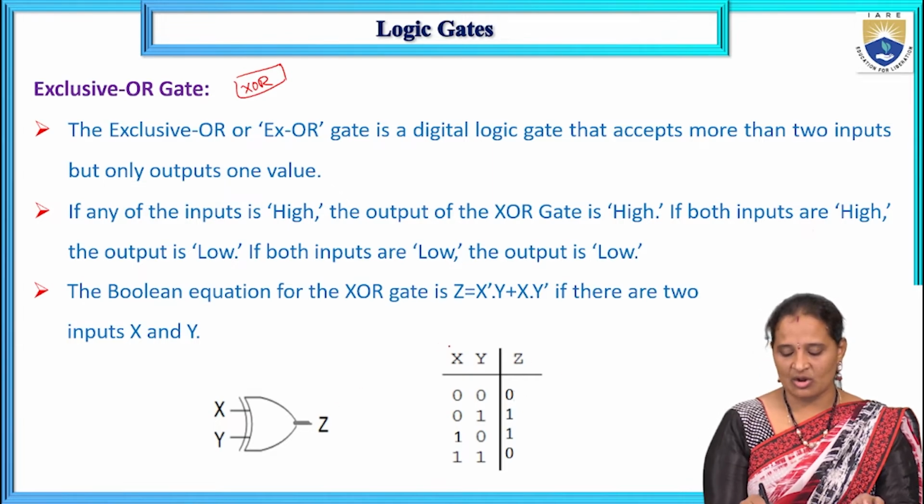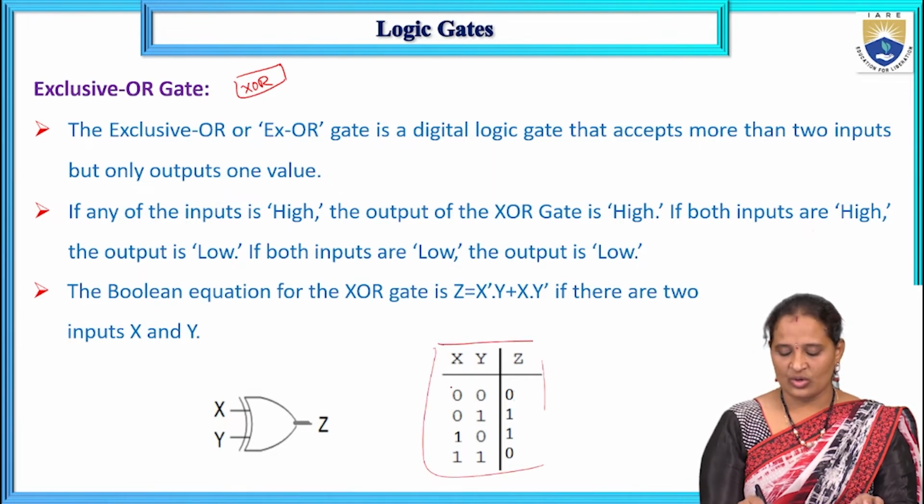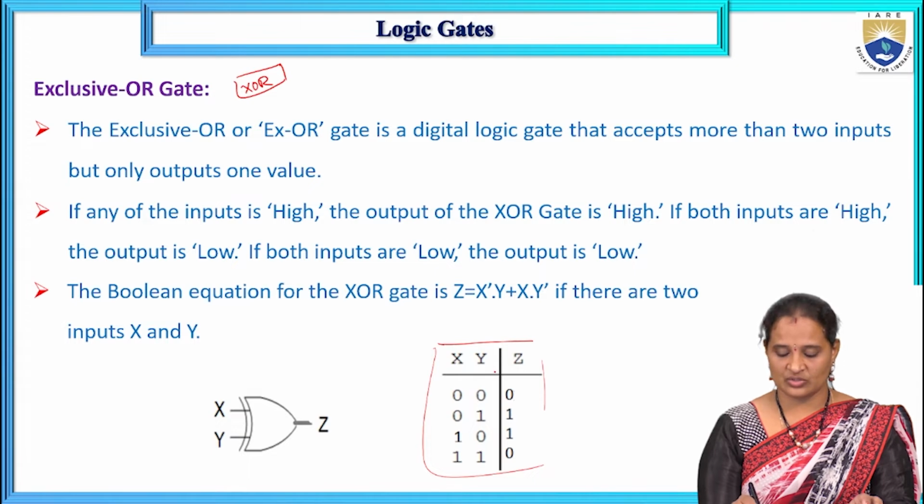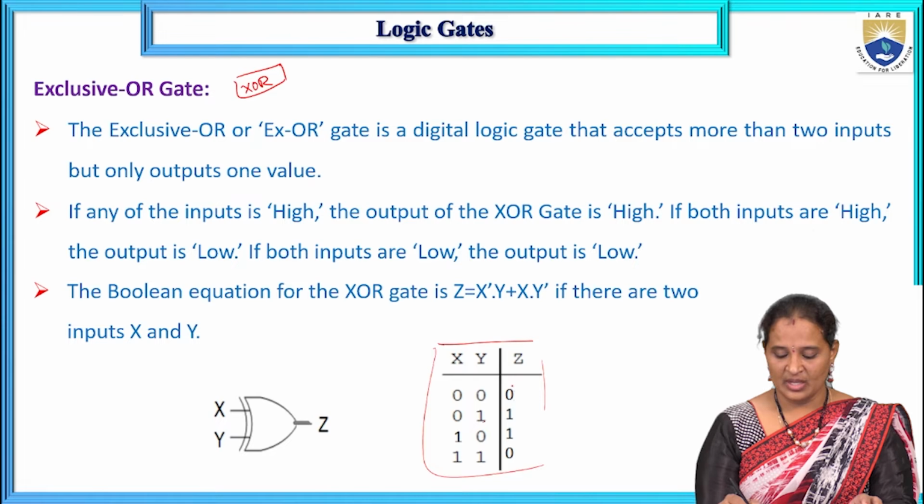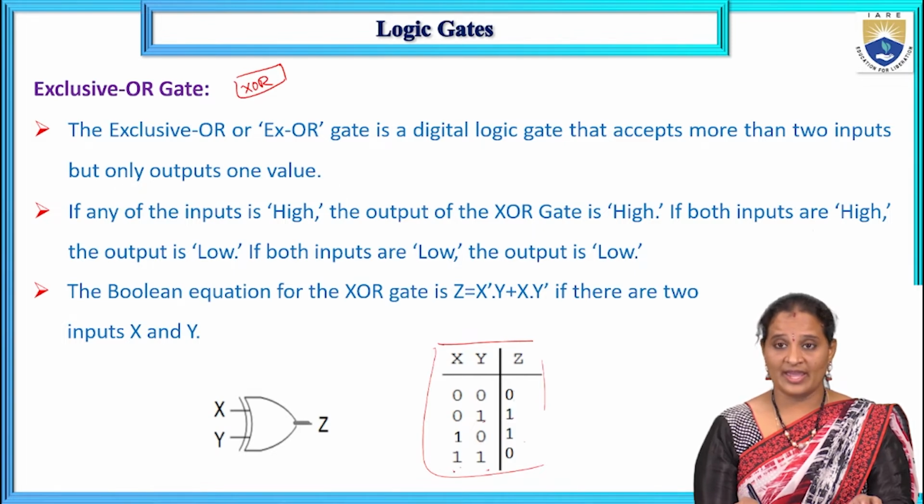So based on that logic, this is the truth table. Here I am considering a 2 input XOR gate: 0 0, 0 1, 1 0, 1 1. When both the inputs are 0, the output is 0. When the inputs are different, 0 1, it is 1, 1 0, it is 1, and again when both the inputs are the same, 1 1, it is 0.